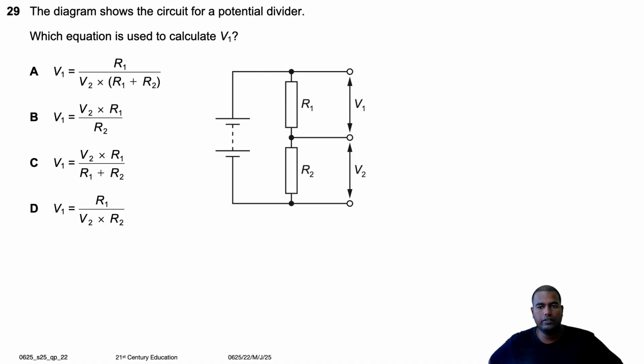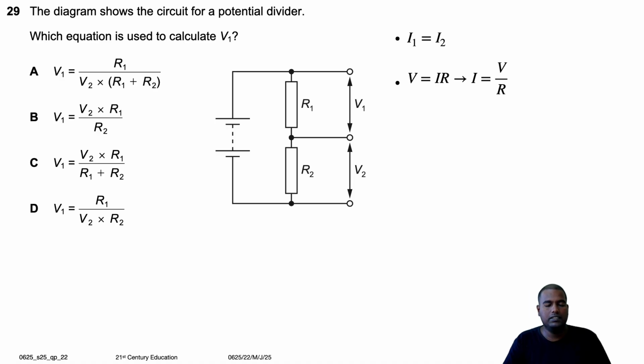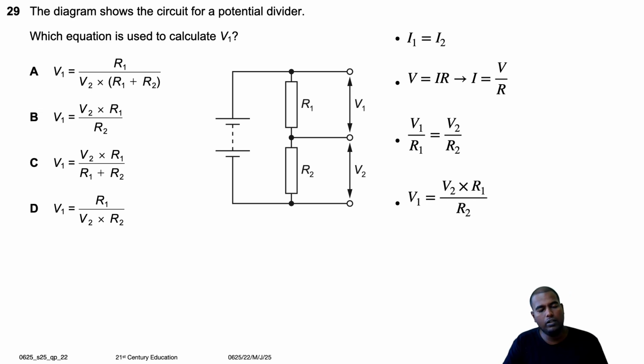The diagram shows a circuit for a potential divider. Which equation is used to calculate V1? It's going to be the same current through R1 and R2, so I1 equals I2. We know that V is IR, so I equals V by R. Since I1 equals I2, V1 by R1 is equal to V2 by R2. If we rewrite this, V1 is V2 multiplied by R1 divided by R2. I think option B.